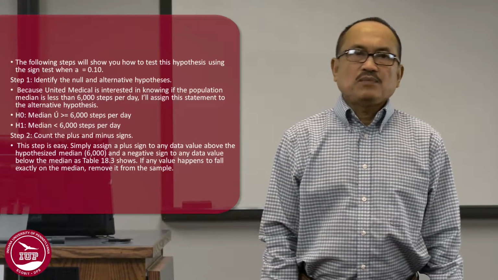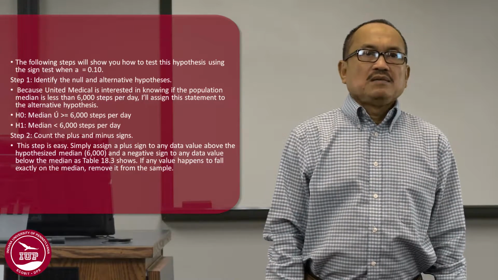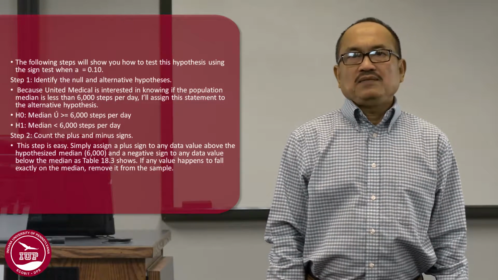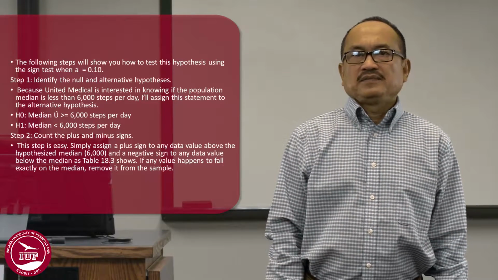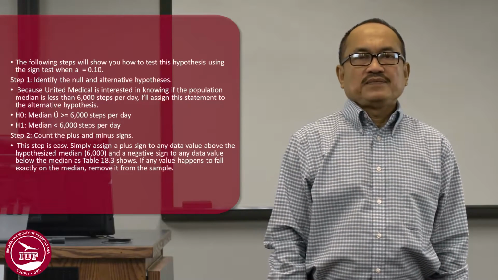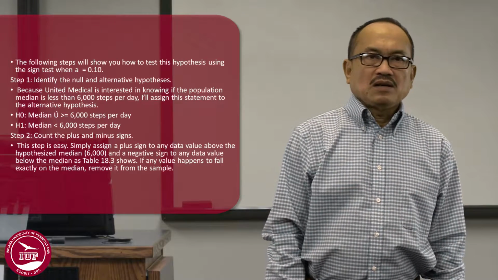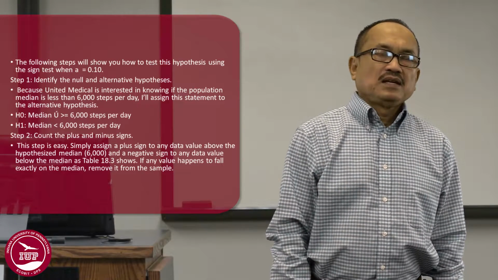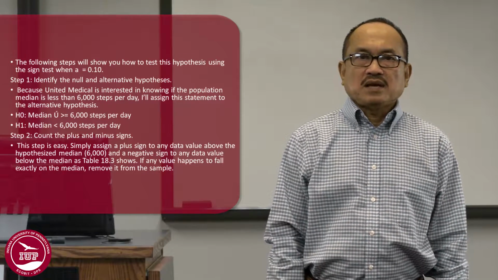The following steps will show you how to test this hypothesis using the sign test when alpha equals 0.1. Step 1. Identify the null and alternative hypotheses. Because United Medical is interested in knowing if the population median is less than 6,000 steps per day, I will assign this statement to the alternative hypothesis. Null hypothesis: median greater than or equal to 6,000 steps per day. Alternative hypothesis: median less than 6,000 steps per day.